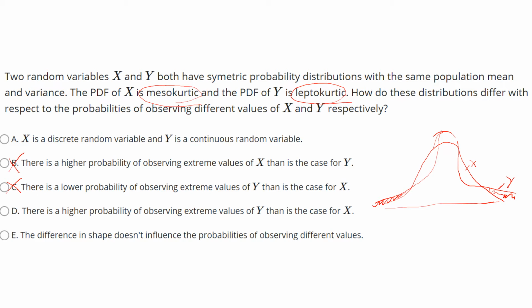Just understanding the definition of mesokurtic and leptokurtic and realizing that in the case of leptokurtic, there's a higher likelihood of observing more extreme values than is the case in a mesokurtic distribution.